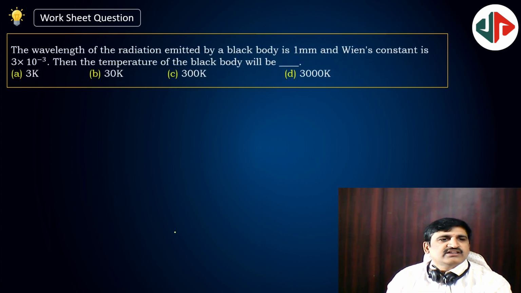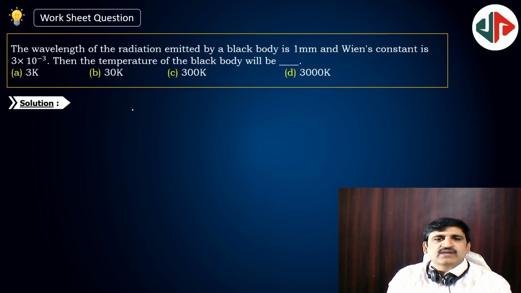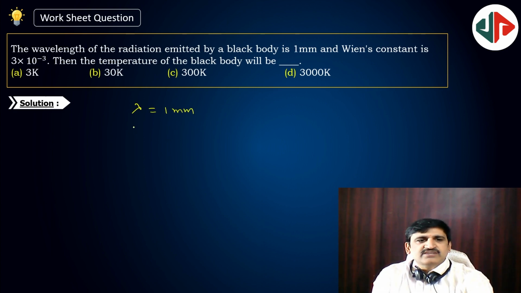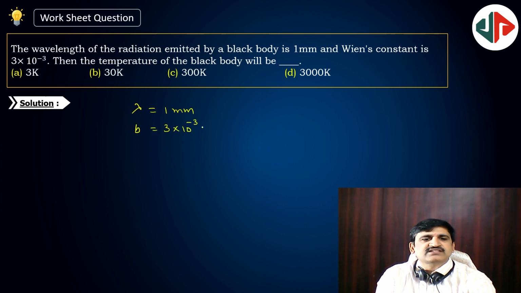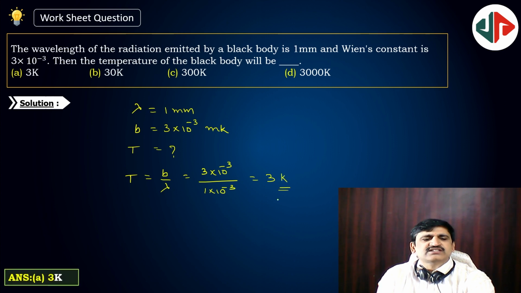Next, the wavelength of the radiation emitted by a black body is lambda equal to 1 mm. Then Wien's constant B, actually he gave 3 into 10 to the power of minus 3 meter Kelvin. Next. Then the temperature of the body T is equal to B by lambda, 3 into 10 to the power of minus 3 by 1 into 10 to the power of minus 3. So that is equal to 3 Kelvin. Such a small temperature it is.